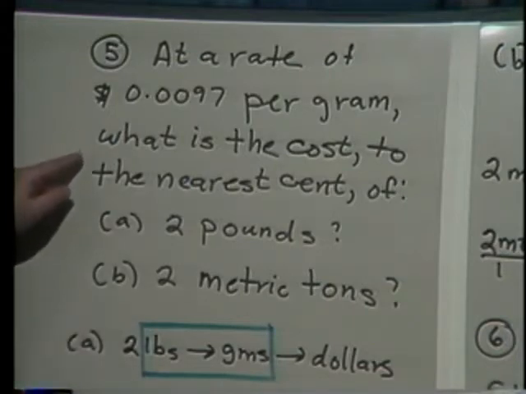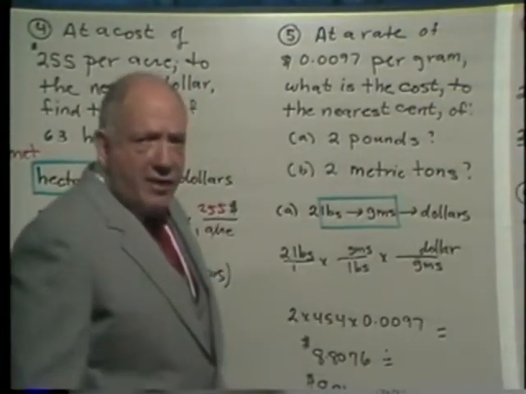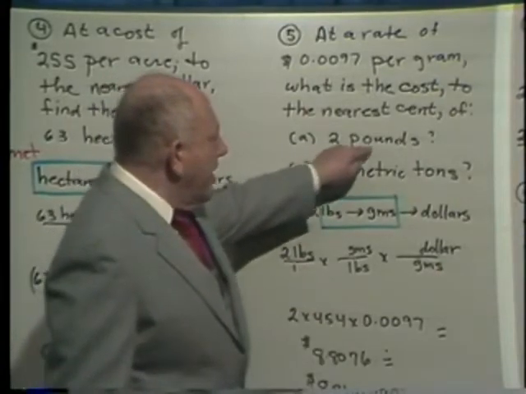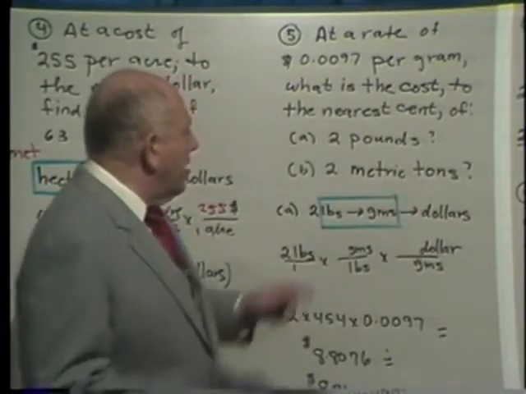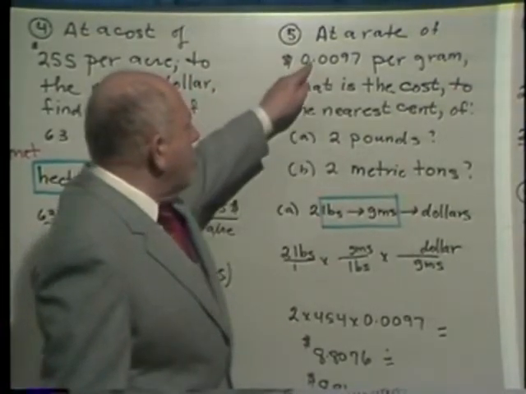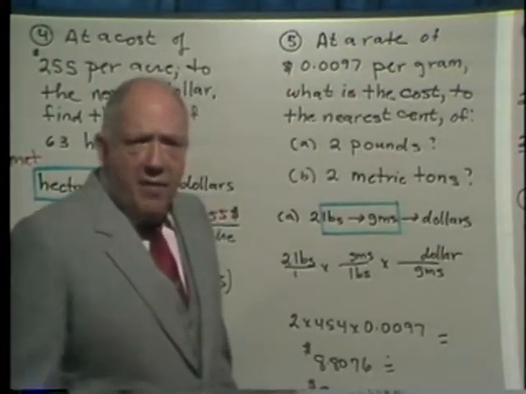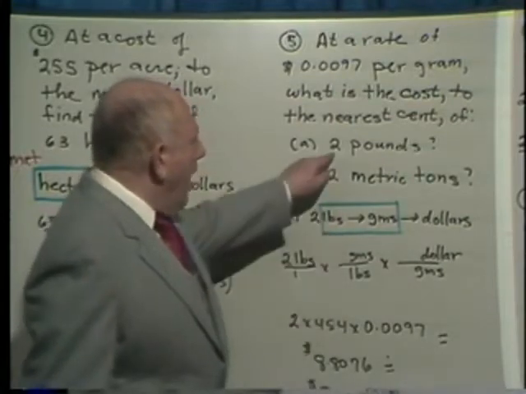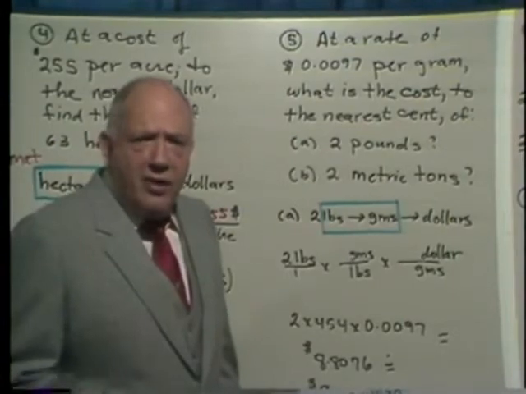The problem says, what is the cost to the nearest cent of A, 2 pounds, and B, 2 metric tons? Again, I picked the 2 here on purpose. The reason for doing that was I want to, again, emphasize the adjective noun. It's not that you're getting 2 of something. In one case, it's 2 pounds, and the other case, it's 2 metric tons. Now, notice that what gives me a problem in Part A is that the price, the rate, is given in terms of grams. Grams is a metric measurement. But the problem asks me to find the answer involving pounds, which is an English measurement.